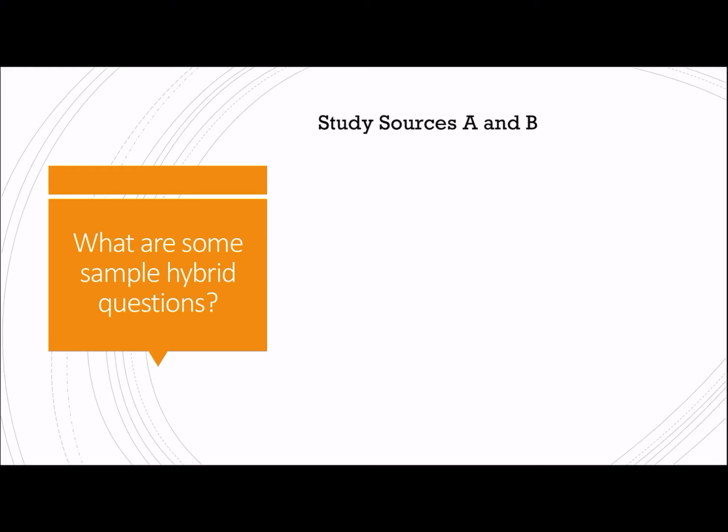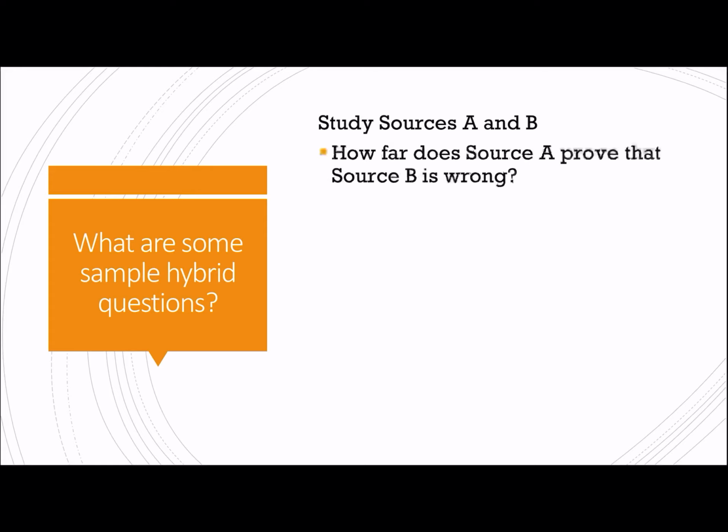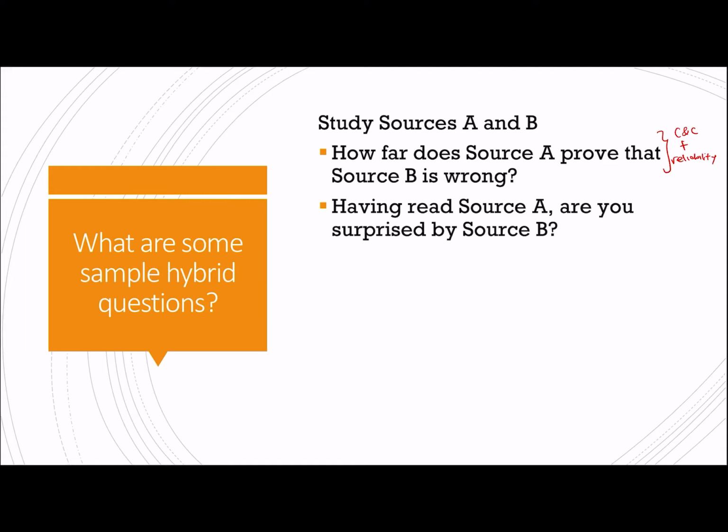Okay, so usually at the start they will tell you to study 2 different sources. You will see this at the top of your question. Study sources A and B, for example. And then a sample would be this: how far does source A prove that source B is wrong? So we know that this is comparison plus reliability. Having read source A, are you surprised by source B? Again, we know that this is comparison plus our evaluation of surprise.